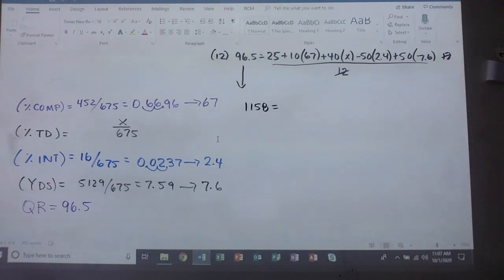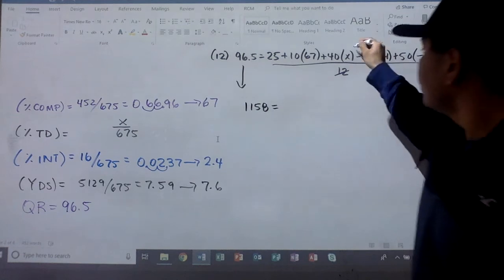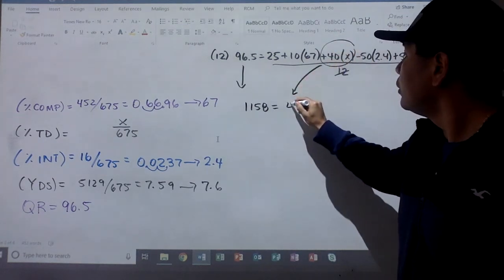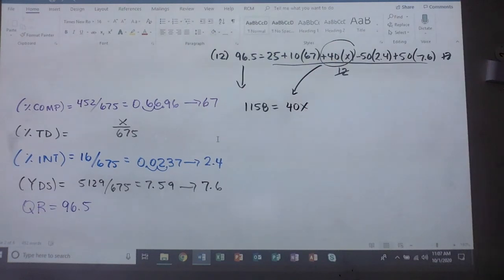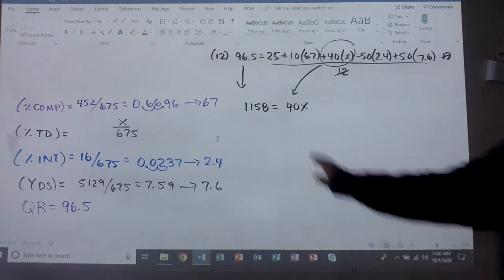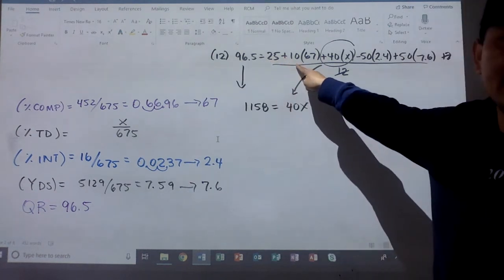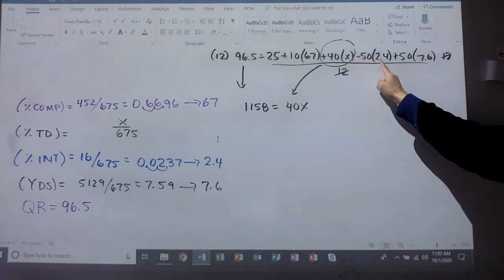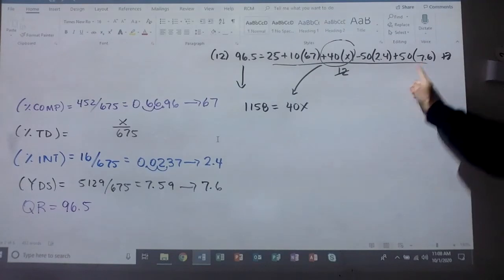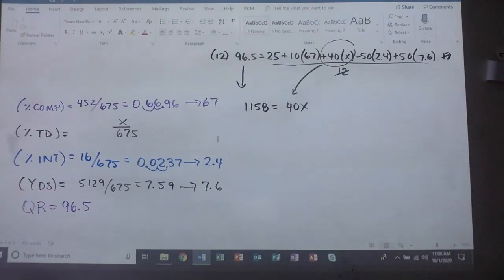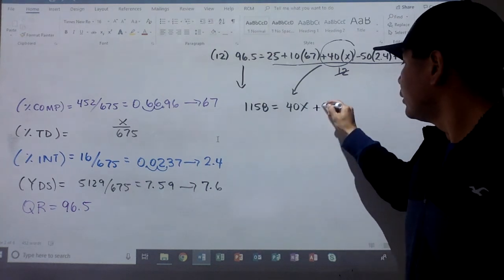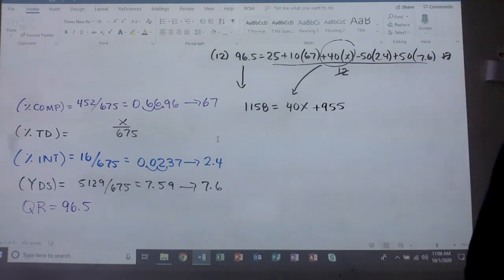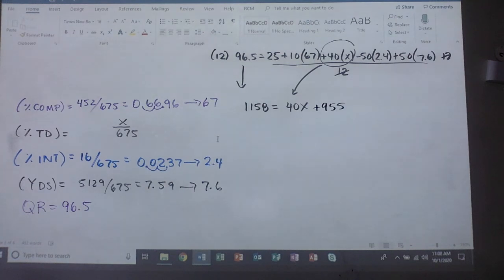That happened by just multiplying by 12. The 12 disappeared on this side. So I got to move the one I don't know. For the X, I'm going to bring it down because there's a variable. I don't know what it is. That's what I'm looking for. However, I can figure out the remaining number by just calculating the remaining numbers. 25 plus 10 times 67. Ignore the 40 and keep going. Minus 50 times 2.4 plus 50 times 7.6, and that's going to give me the next number, which is 955.